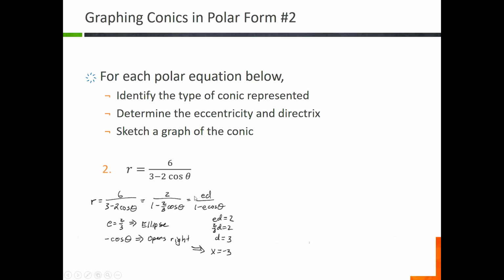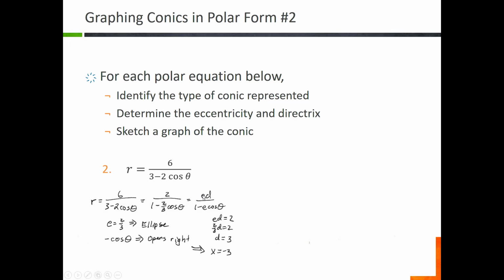Now, if we match that up to our formula, right off the bat, we know we have an eccentricity of 2/3, because that's the number in front of cosine. So the eccentricity is 2/3, which is less than 1, which tells me I have an ellipse. The other thing I can look at is because I have a minus cosine, that tells me the graph has to open to the right. Remember in the last example, we had a plus cosine, it opened left. So a minus cosine opens to the right.